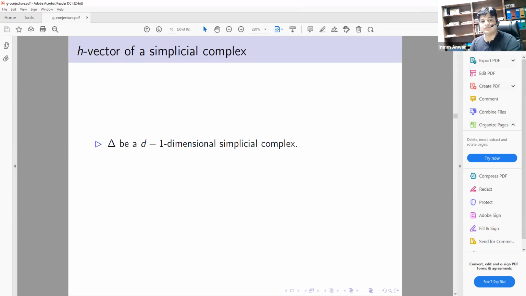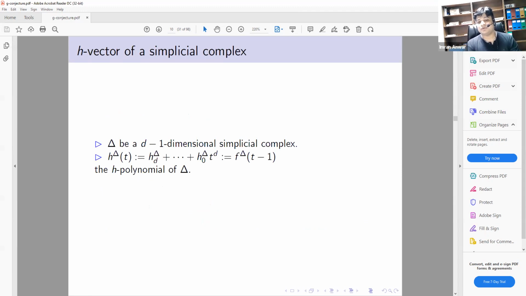And now it is time to introduce another enumerative invariant associated to a simplicial complex. We call it an H vector. So assume that delta is a d minus one dimensional simplicial complex. And then we define this H polynomial. There is a trick: in the F polynomial, you replace t with t minus one. And it turns out to be a new polynomial, and this particular polynomial is called the H polynomial.